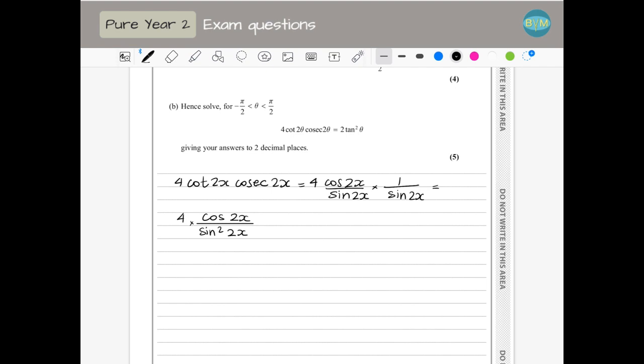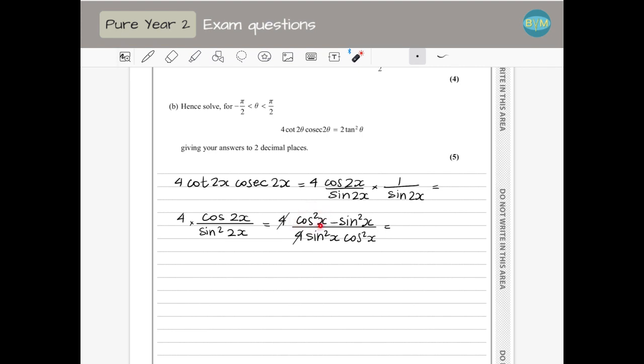And now I'm going to use the double angle formula. So I know that cos 2x is cos squared x minus sine squared x. And sine 2x is 2 sine cos, but it's squared. So I have to do 2 squared, 4, and then sine squared cos squared. I cancel the 4's and I'm going to divide.